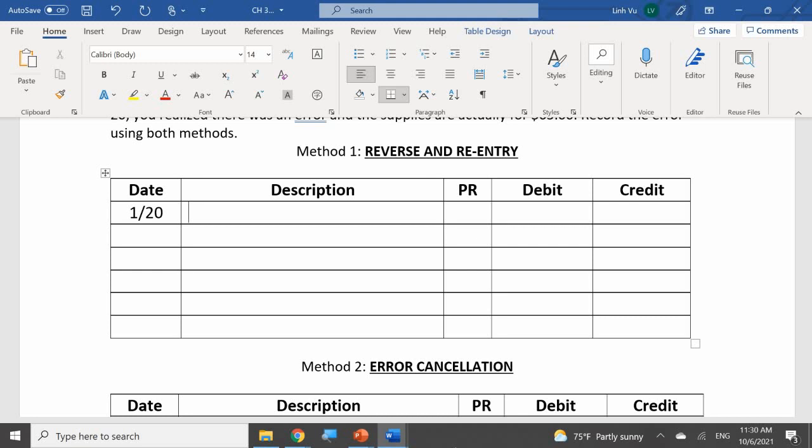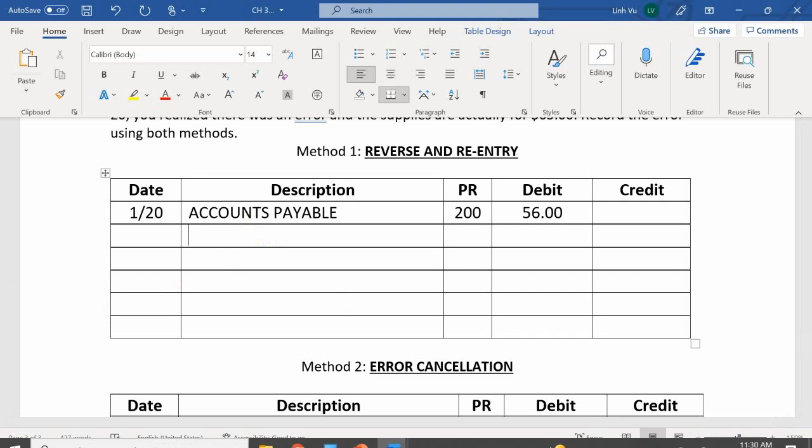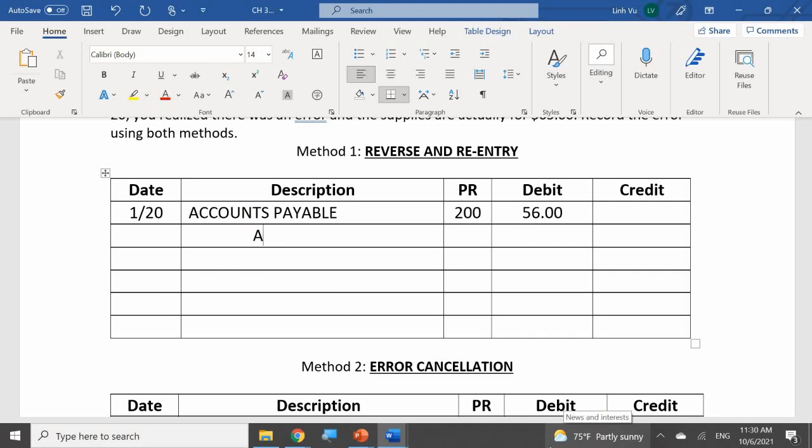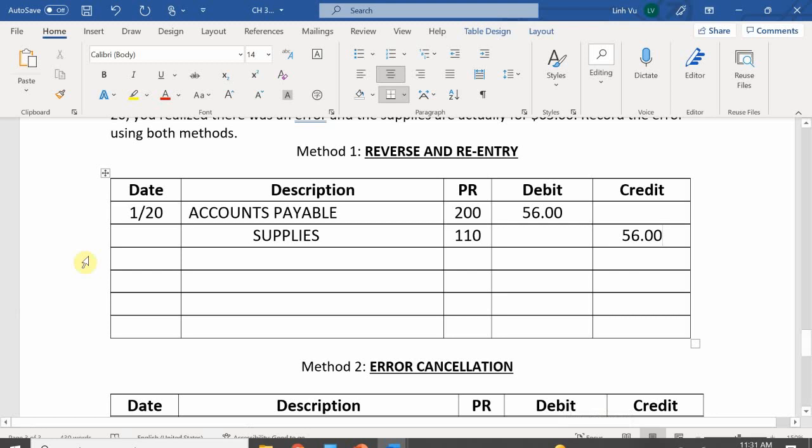You debit cash and then credit the accounts payable. You do accounts payable because you bought it on account. Okay, so you would reverse that. And I bought supplies. So in this case, accounts payable, which is account 200, for $56, right? I'm reversing my entry saying I am returning the supplies for the incorrect amount. Supplies was 110, $56, okay? Now that I finished that, now I need to do the re-entry. So what is the re-entry here?